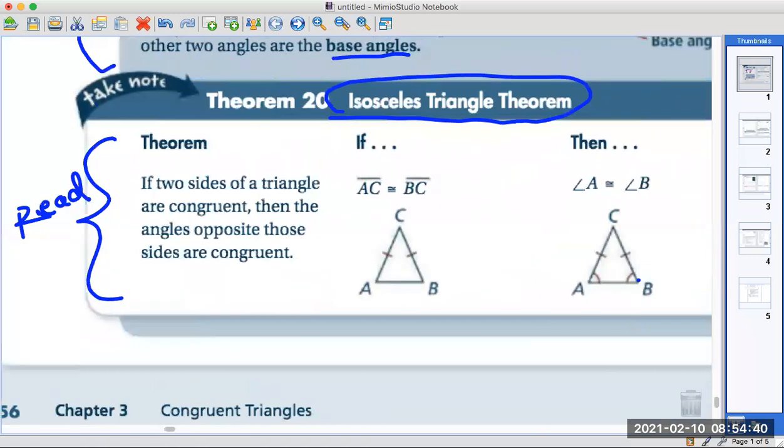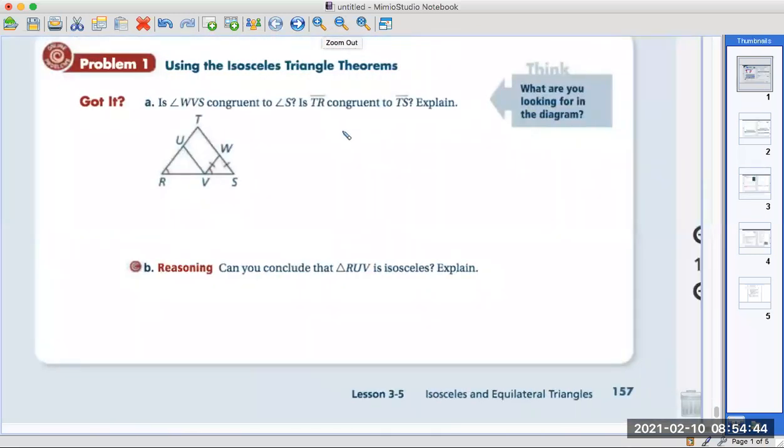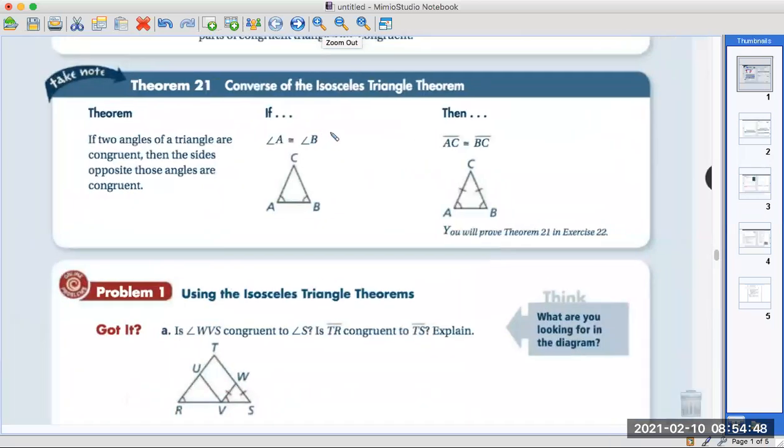Then let's move on to page 157. In the middle, we have another theorem, and this is the opposite. It's called a converse. Converse means it's backwards or opposite of what the other theorem just said. If the two base angles are equal, then the two sides are equal as well. So it's kind of backwards.